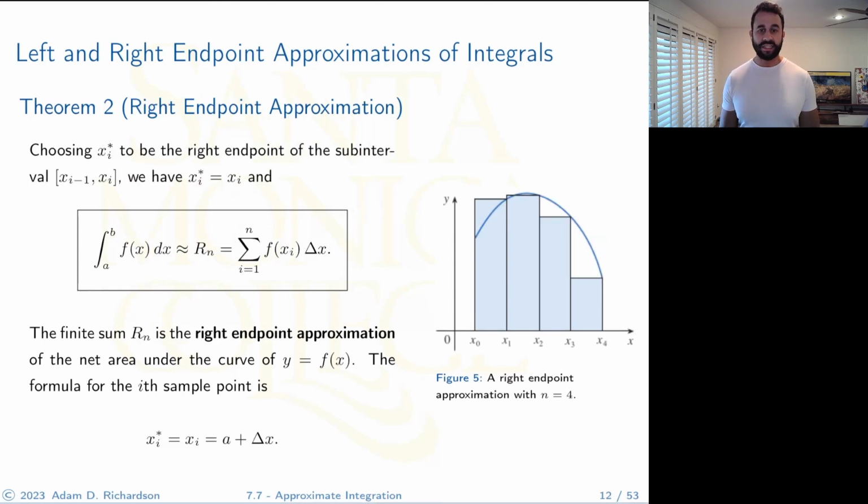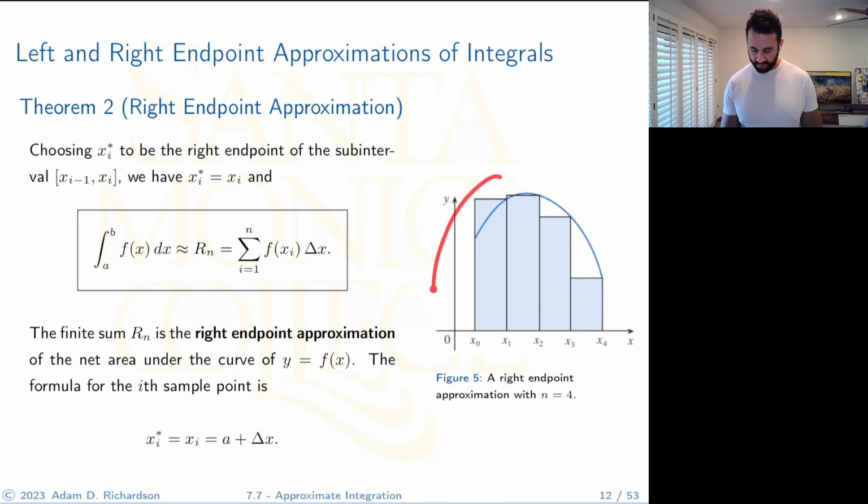Now let's look at a right endpoint approximation. So the setup is basically the same. We're still using a 0th order function approximation, but now we're going to pick the right endpoints instead. So our sample points x sub i star are now going to be x sub i, the right endpoint. Just like before, we get an approximation, and this is called the right endpoint approximation of that integral right there.